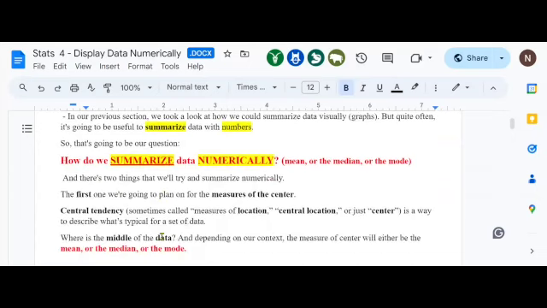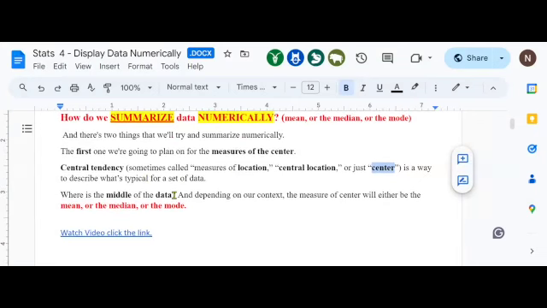There are 2 things that we will try to summarize numerically. The first one is the measures of central tendency, sometimes called measurement of location, central location, or center. It is a way to describe what's typical for a set of data. Where is the middle of the data? That's the question, and that depends on our context. The measures of center will either be the mean, the median, or the mode.